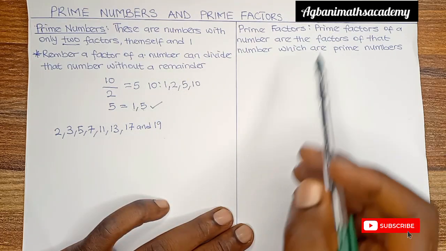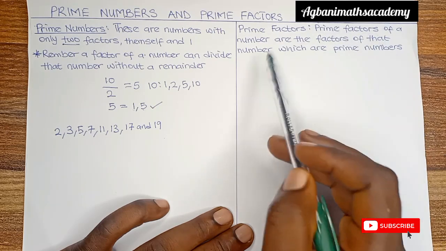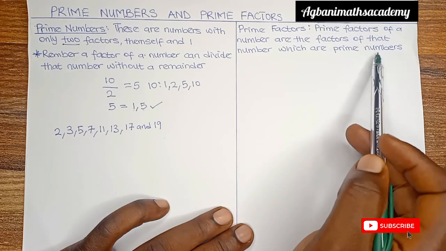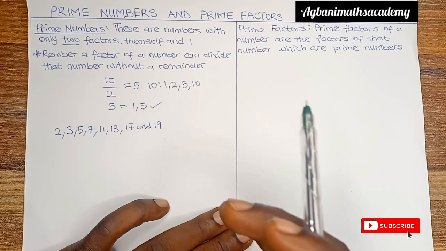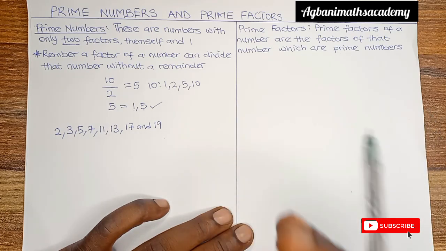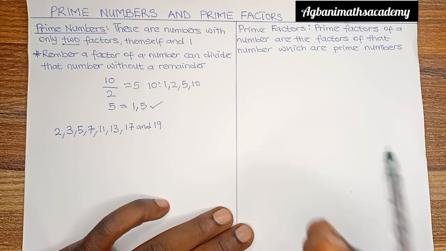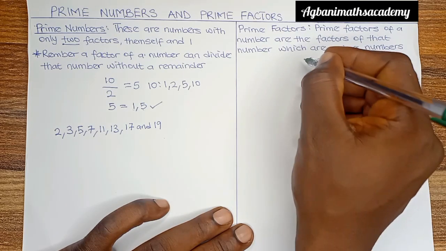Now, what are prime factors? Prime factors of a number are the factors of that number which are prime numbers. So for a number that has factors, among the factors, you check out those that are prime numbers. These numbers become the prime factors of that number. So let's look at an example.